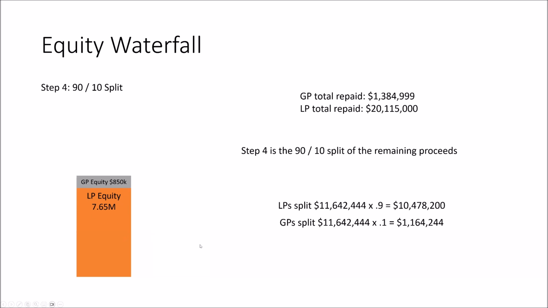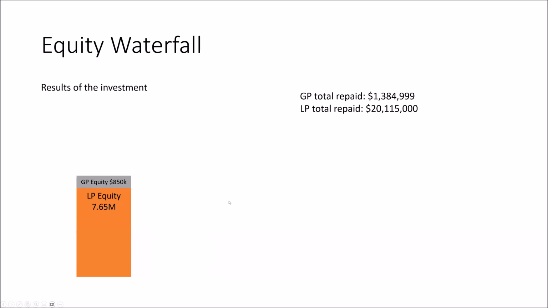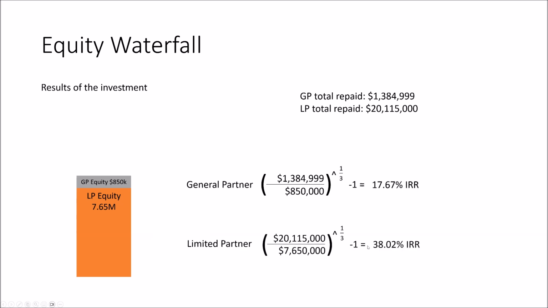If this deal went south, GP is only losing 850 million or 850,000, which, yeah, it's funny to say, only 850,000, but it's a lot less than the 7.65 million that went in there already from the LP. So if we look at the math on that, GP still made a pretty good return. Almost 18% IRR, nothing to really scoff at. Limited partner made almost 40% IRR, so did quite well.